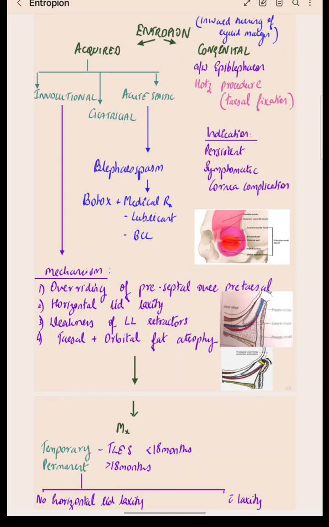Entropion, inward turning of eyelid margin. It can be either acquired or congenital. In congenital, we do the Hotz procedure, tarsal fixation. Acquired can be involutional, cicatricial, or acute spastic.